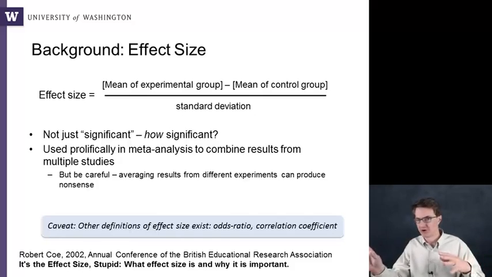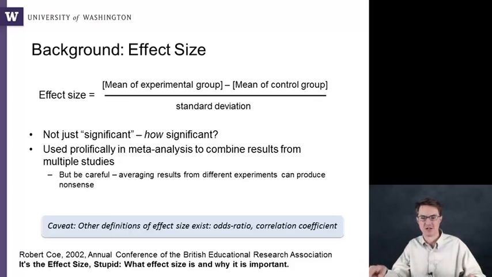In general, you've got to be careful with this, because averaging results from different experiments can produce nonsense if you violate the assumptions under which the experiments were conducted. But it can be done. Another caveat is that other definitions of effect size exist, such as odds ratio and correlation coefficient, but we're just going to talk about this one. There's an argument that the effect size should always be reported along with the p-value, even though this is very rarely done.